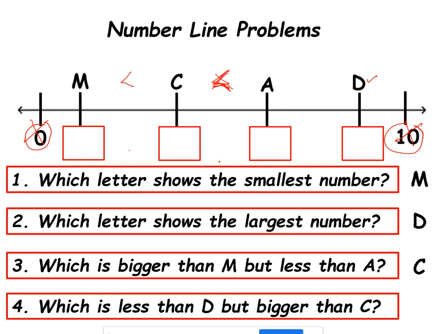Which is less than D but bigger than C? Less than D but bigger than C. Of course, that was A. Well done.